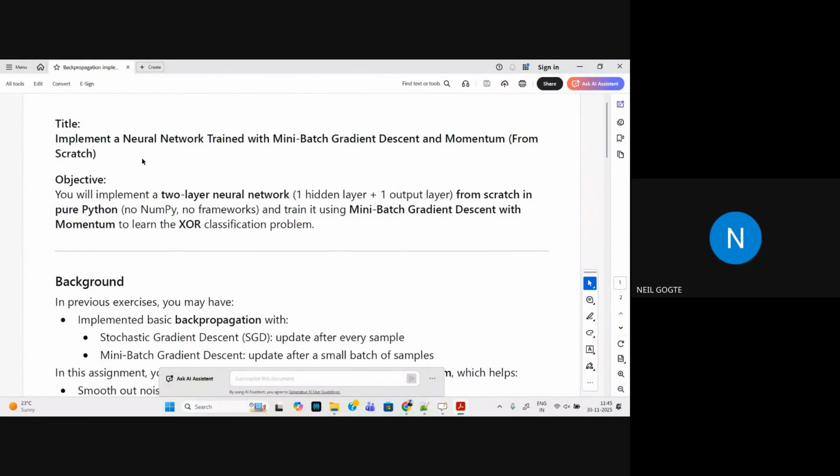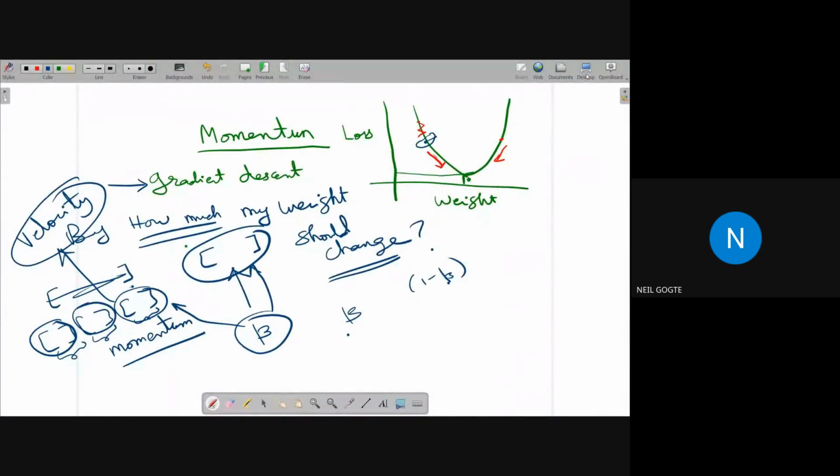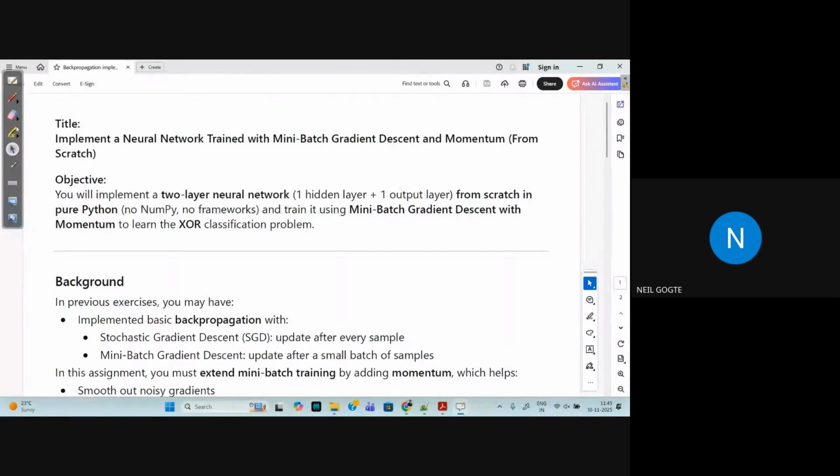This summarizes what we have done so far. This is the pen. Or are we already in a pen? No, we have to open the board and do it. Just a minute. Yes, sir. Right. Okay.